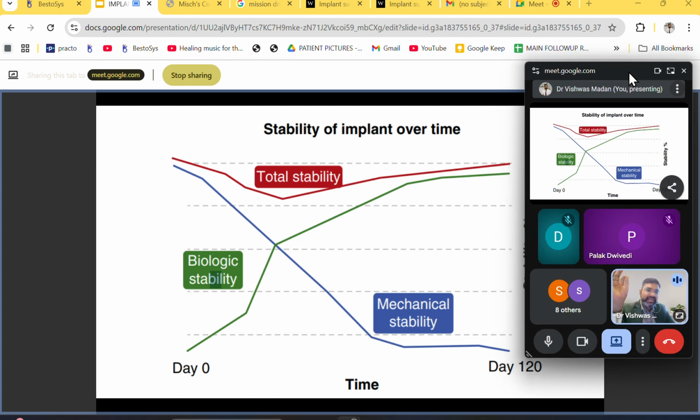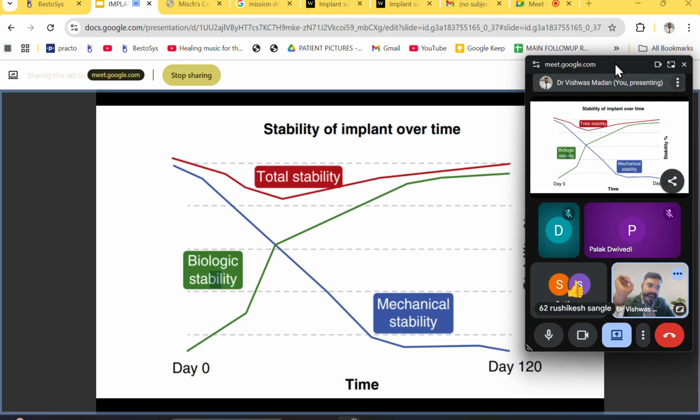Did everybody get the point of primary or mechanical stability, or is there still any confusion about it? No, sir, got it. Got it? Okay. So that is the primary stability. Primary stability is not a factor of the patient's bone, the patient's physiological response, diabetes or anything. It is just the drilling protocol which you do in the mouth.